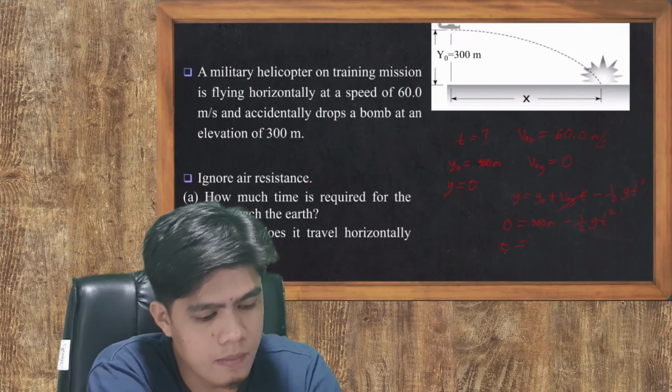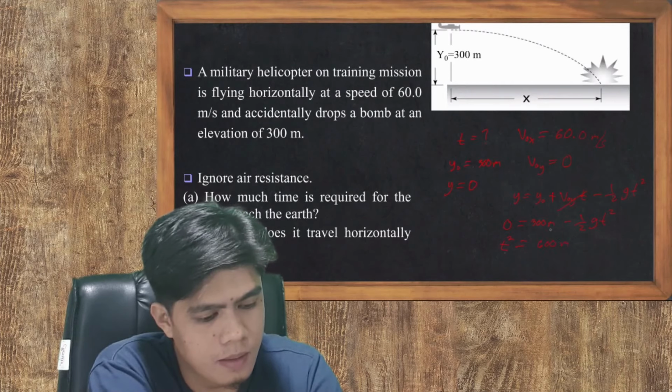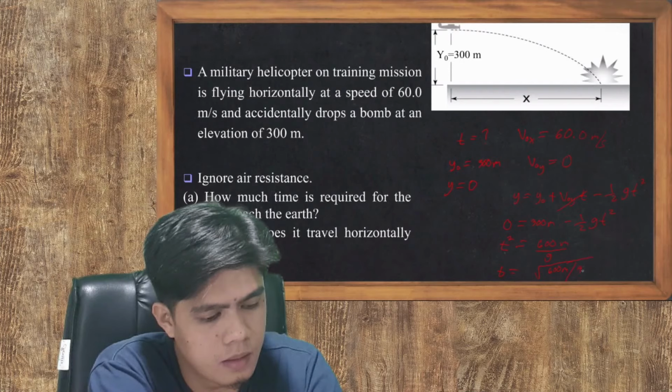Okay, so t squared is equal to 600 meters, as I just multiply 300 times 2, over the gravity, or over the 9.8 meters per second squared. So our t is just the square root of 600 meters divided by 9.8 meters per second squared.